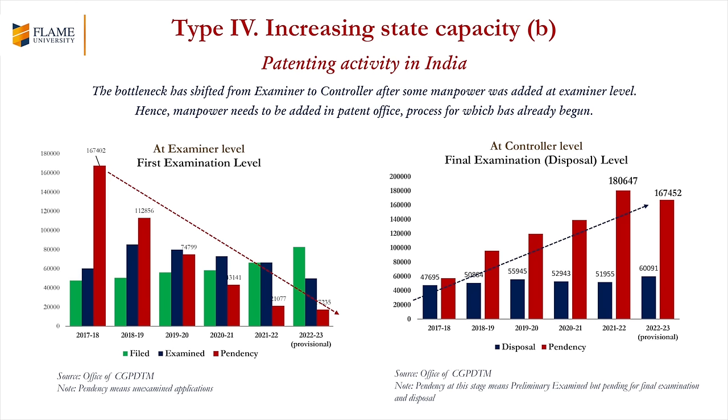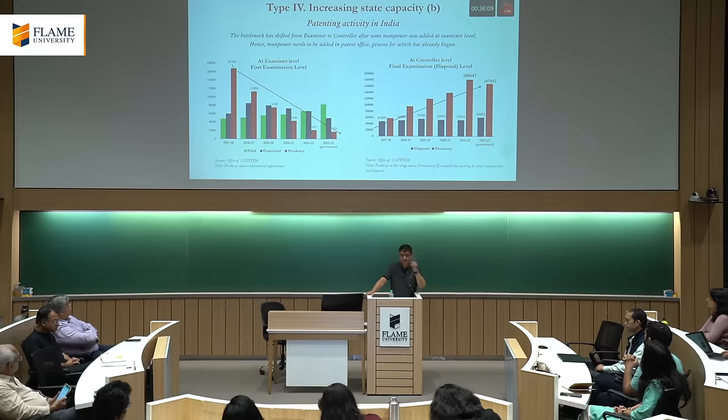So there are 2 levels in the patent system. One is called the examiner level and the second level is called the controller level. So you go through 2 steps in the process. And as a result of some improvement in the processes, etc., at the examiner level, as you can see, the number of disposals has dramatically gone up. That's the red bar.